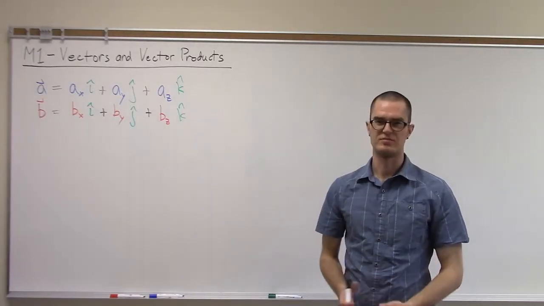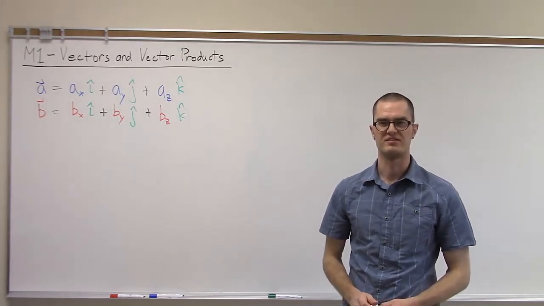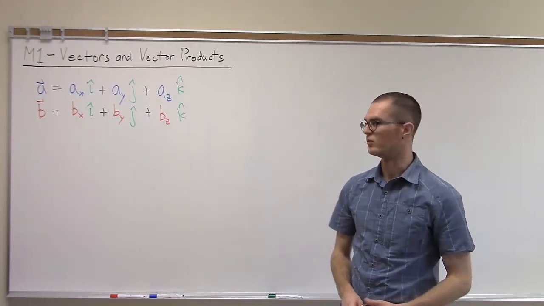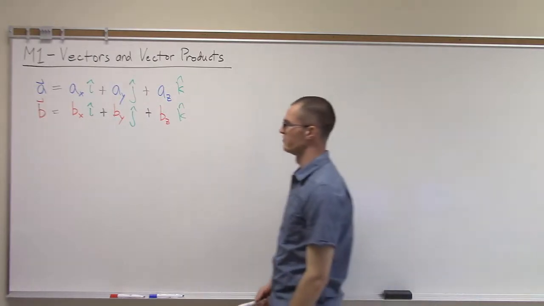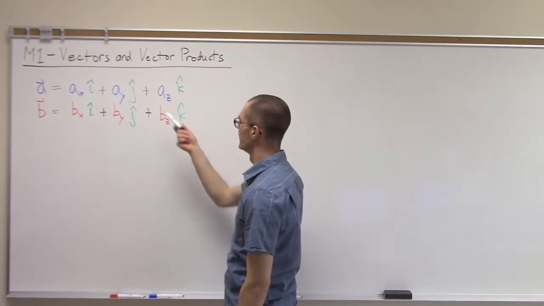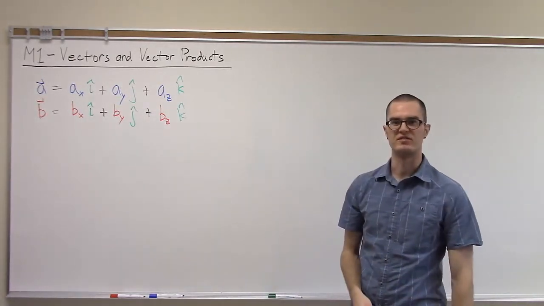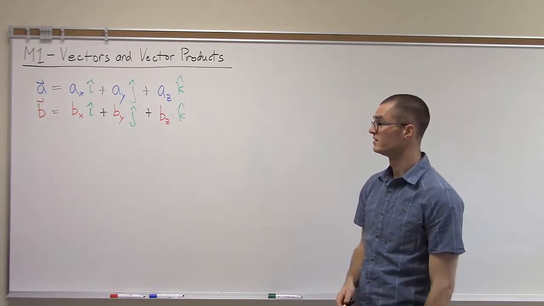In the previous video, we covered how to express a vector algebraically. Now let's look at some simple operations on vectors. Imagine we have two vectors expressed as A equals AX i plus AY j plus AZ k, and another vector B expressed as its components and the unit vectors.